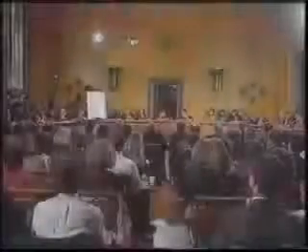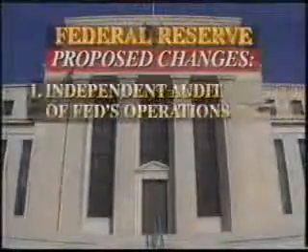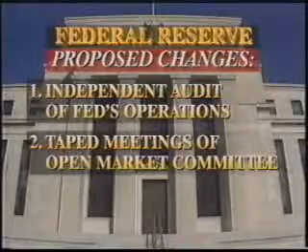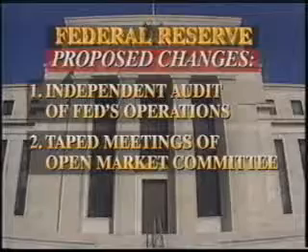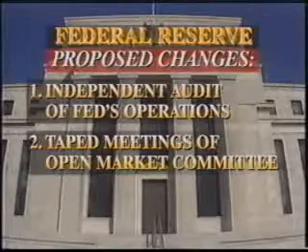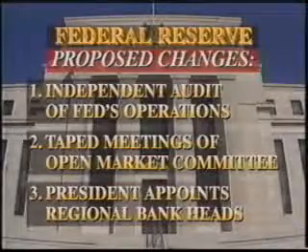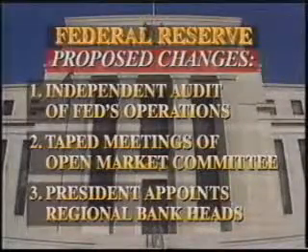A recent attempt to open the Fed to public scrutiny came in 1993. The head of the House Banking Committee, Representative Henry Gonzalez of Texas, called for an independent audit of the Fed's operations. He wanted the proceedings of the Open Market Committee videotaped, with detailed minutes released within a week instead of vague summaries issued several weeks later. Gonzalez also proposed that the president choose the 12 heads of the Fed's regional banks instead of powerful bankers.